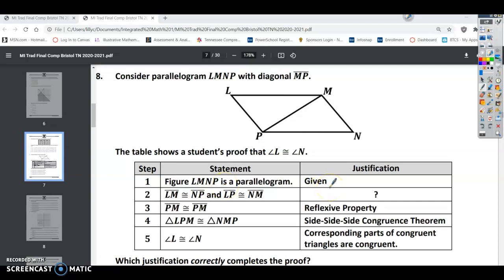That is given. All right, then the second statement says LM is congruent to NP. So LM is on top and NP is on the bottom. All right, and LP here and NM is here. All right, so let's see what the statements show. It says, which justification correctly completes this statement?